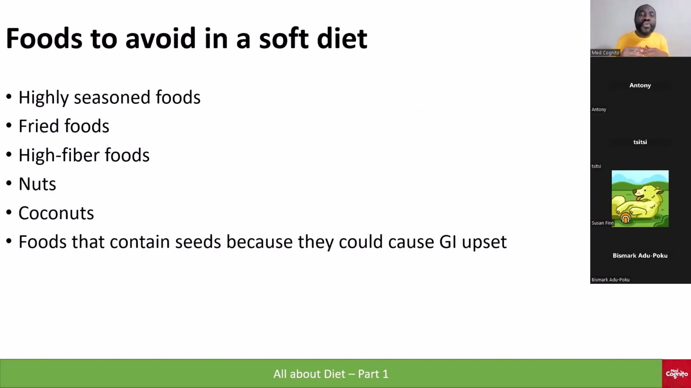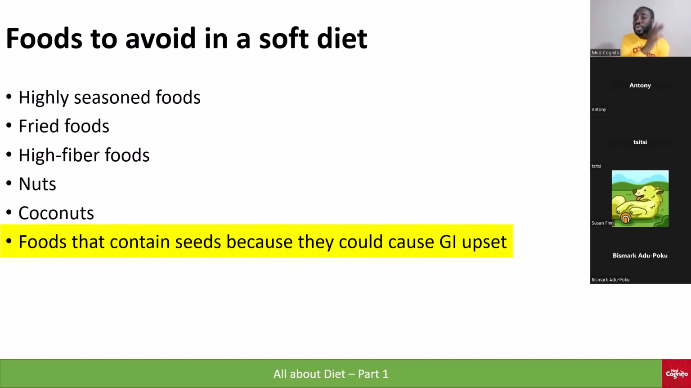Soft diet. What are the foods to avoid in a soft diet? Highly seasoned foods, fried foods, high fiber foods, nuts, and coconuts. And I think, with the coconuts, we have two types, especially for me, who comes from the tropics, Ghana. We have a soft coconut, which is so soft that at times you just put it in your mouth and boom, it goes away. And then we also have the very hard one.